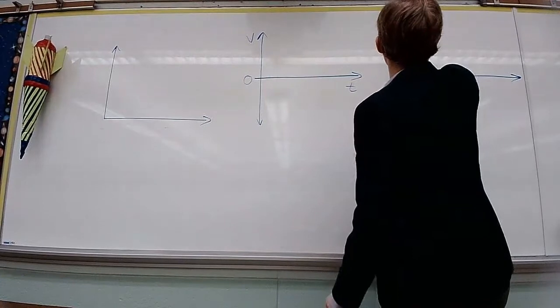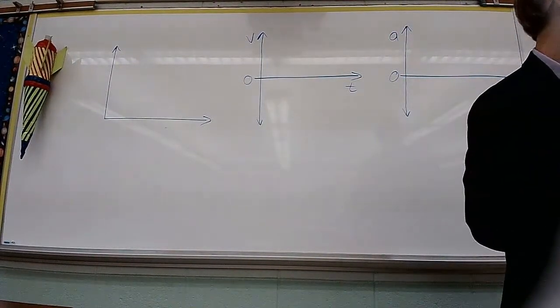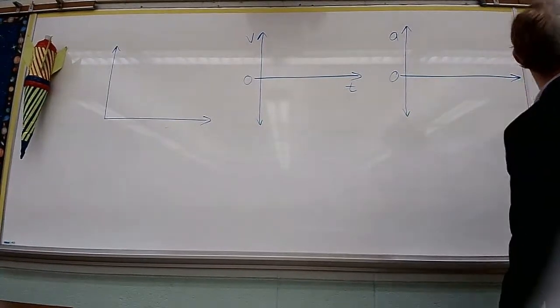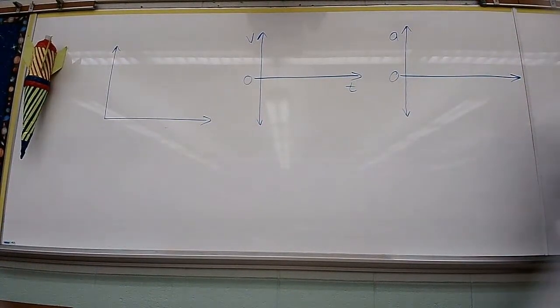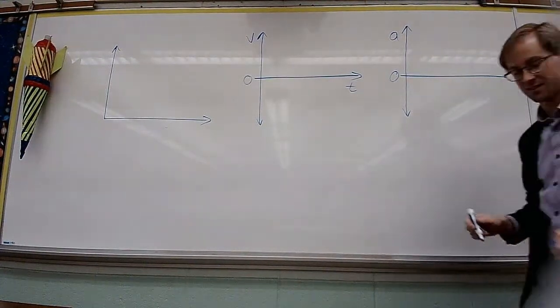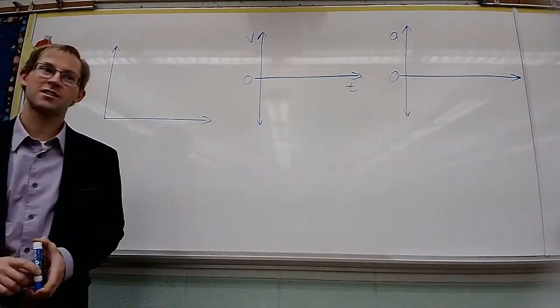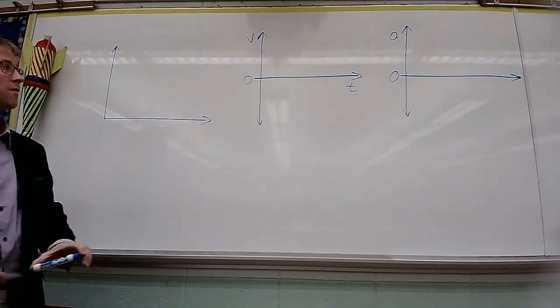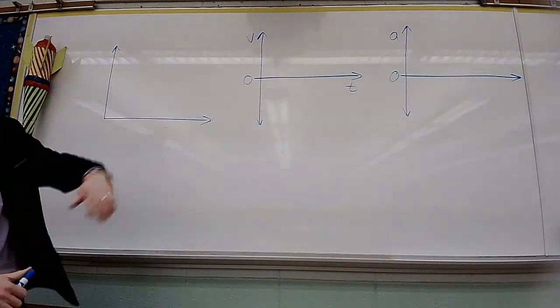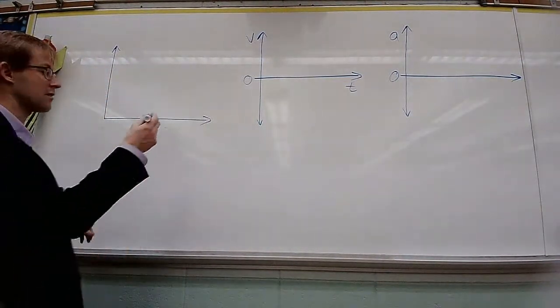I would label the notes X/V/A versus T graphs. That's how I'd label it. So if you want to proactively create these on your paper, we're going to do 6 examples that look like this.